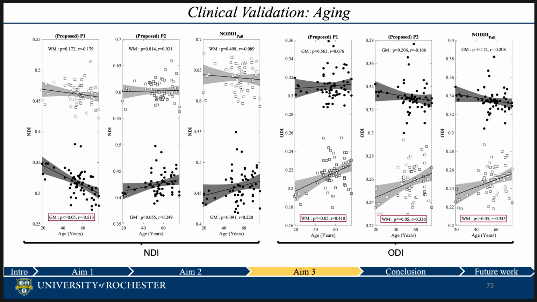Also, when we observed the ODI and the NDI parameter, we observed that the ODI parameter never changed with significance by using single-shelled P1, P2 or the multi-shelled P-all protocol. But what we observed with NDI was that the gray matter sensitivity was being hampered drastically using high B-value single-shell data or the multi-shell data. So the NDI was reducing with aging, and that is what we observed from the literature.